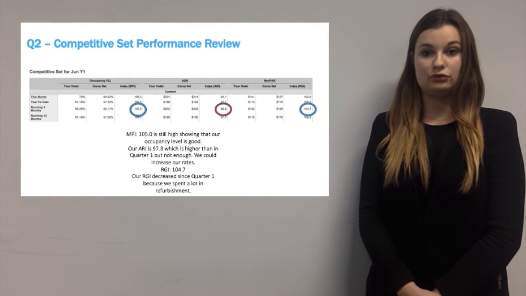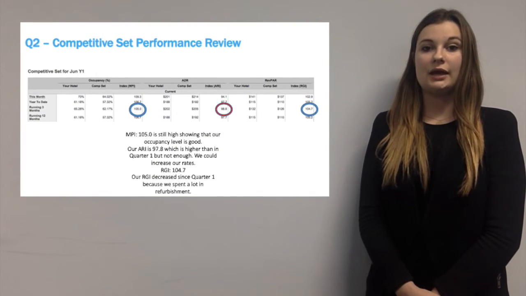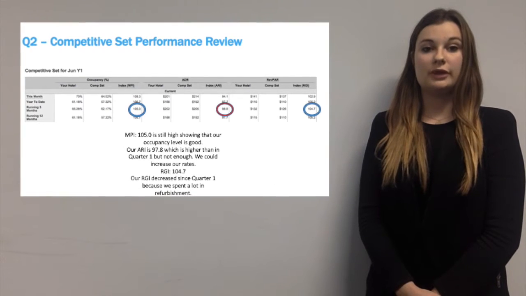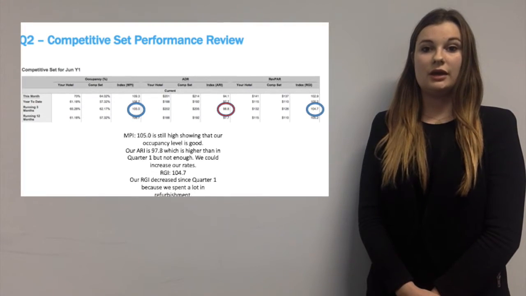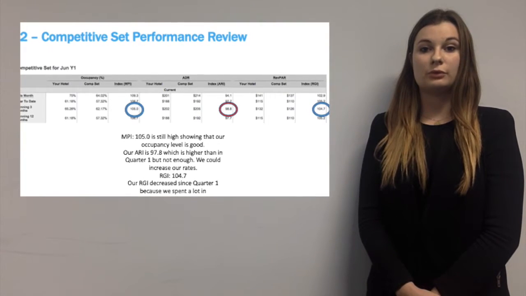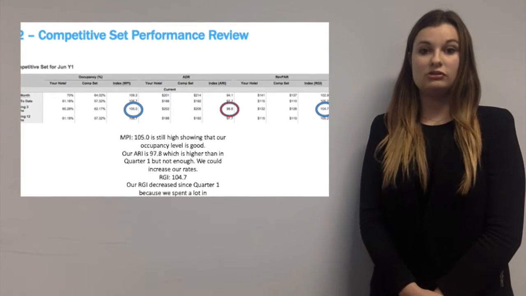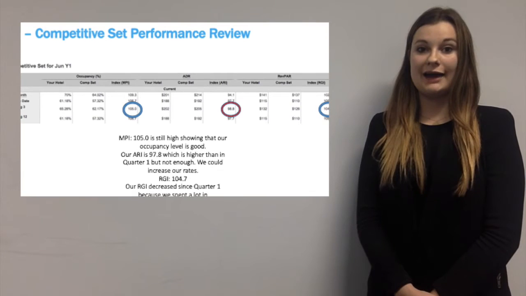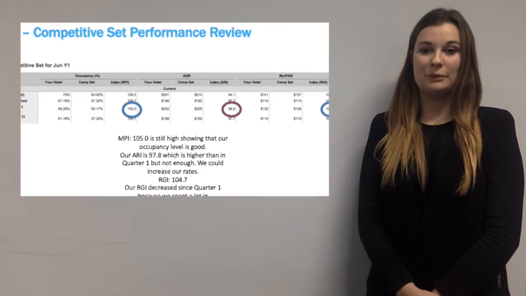This table shows a performance review and competitive set for June. We can see that NPI index is still high, showing that our occupancy level is good. The ARI is higher than in quarter 1, but not enough. We can now increase our rates for quarter 3. And to finish, the RGI index decreased since quarter 1 because we spent a lot in refurbishment.